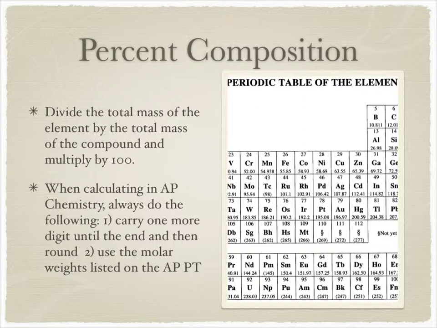When we are calculating in AP chemistry, you always do the following two things. Number one, you carry one more digit until the end than you would need. Then you round to the correct number of significant figures. And yes, we are going to use significant figures all year long. I know you're happy. Number two, use the molar weights listed on the AP periodic table. I believe this is a section from the AP periodic table, but never fear, you will always have a copy of the AP periodic table. You could lose points if you don't use the right number of significant figures, and so we want to avoid that and just get into good habits from the get-go.